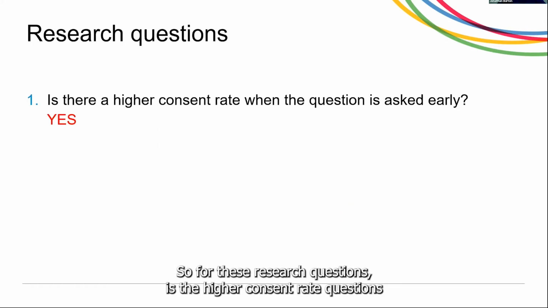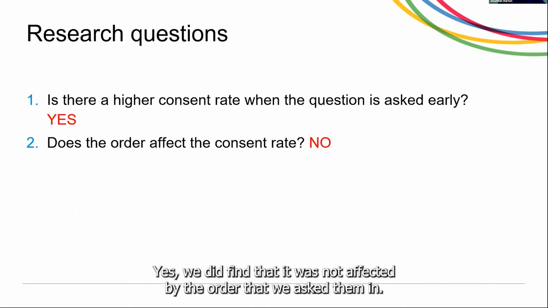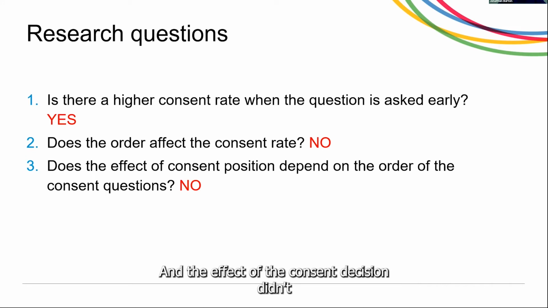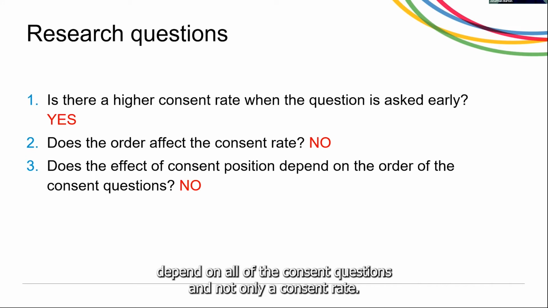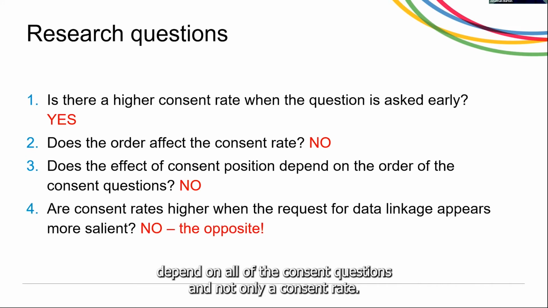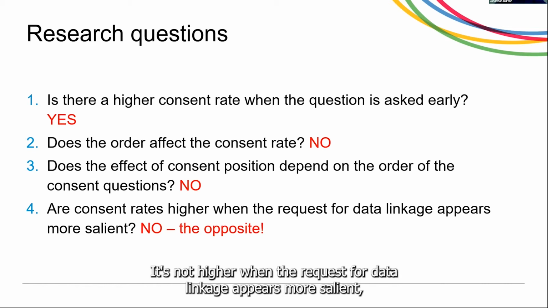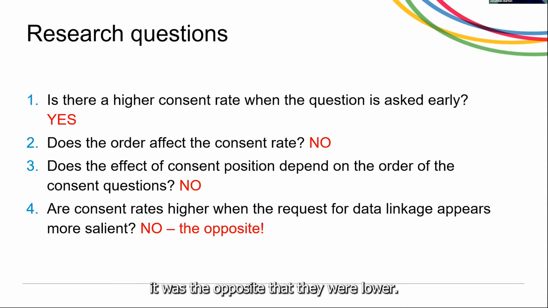So for these research questions, is there a higher consent rate than questions asked early? Yes, we did find that. It was not affected by the order that we asked them in, and the effect of the consent position didn't depend on the order of the consent questions. And not only are consent rates not higher when the request for data linkage appears more salient, it was actually the opposite. We found that they were lower.